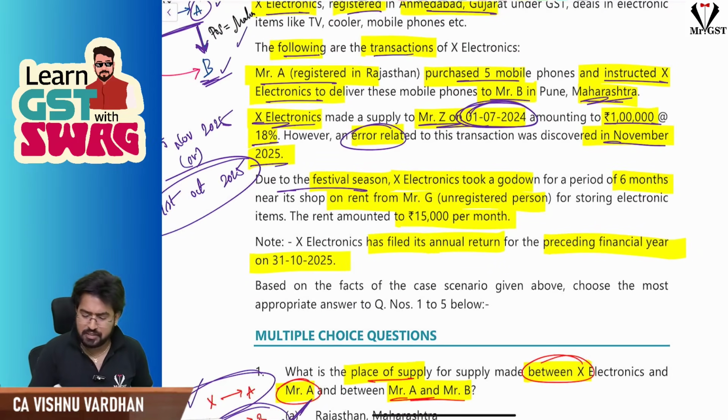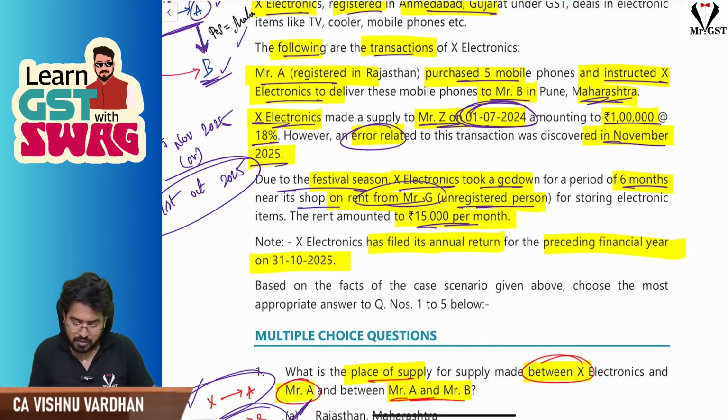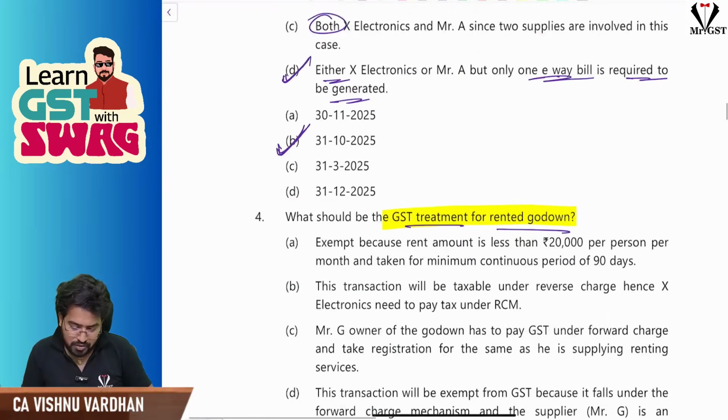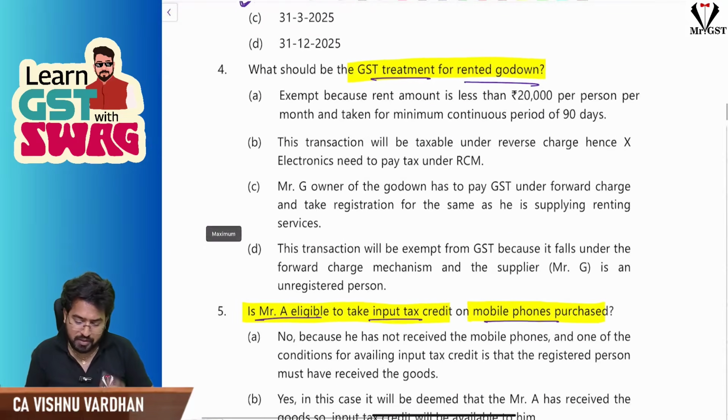Because of the festival season, X Electronics took a godown on rent for 6 months, which is near the shop, and the owner is Mr. G, an unregistered person. Rent is 15,000 per month. If you see, you are taking a commercial property on rent from an unregistered person, so obviously RCM will come into the picture. So there is a question here: what is the GST treatment for the rented godown?